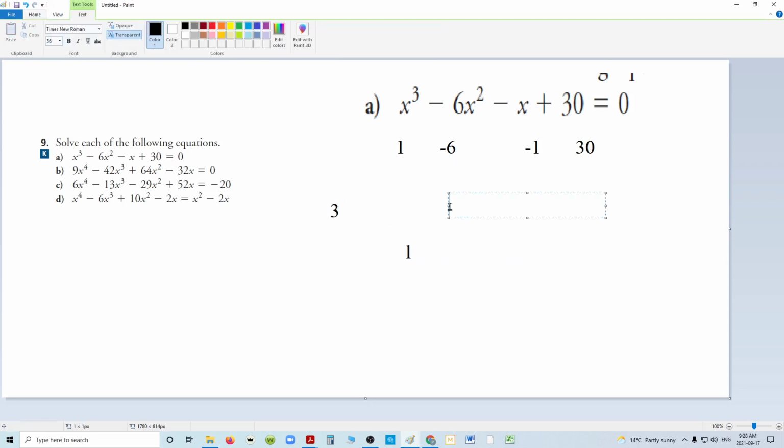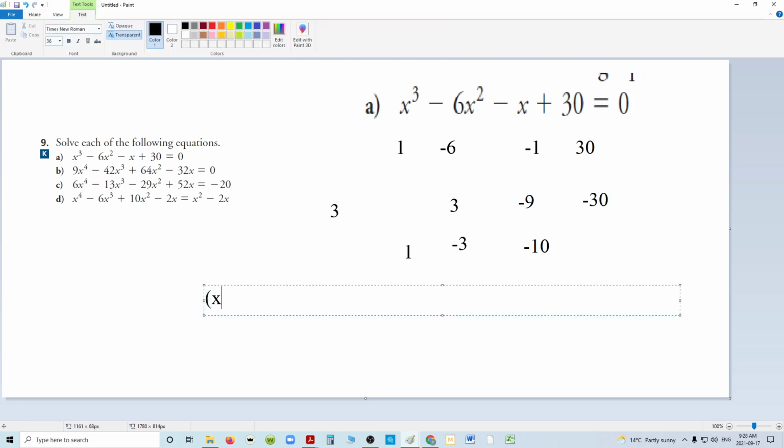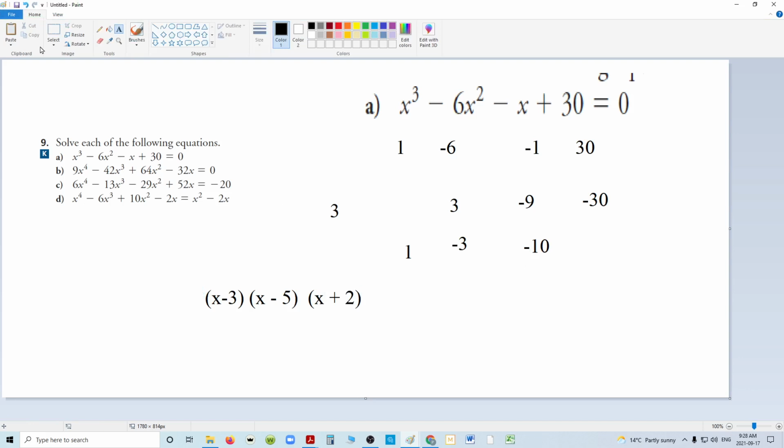I'm going to start right away with 3 just because of a hunch. So I'm dealing with 1, 3, minus 3, minus 9, minus 10, and sure enough, minus 30. So that means that's one of the roots, 3. So x minus 3 is one of the factors. And I can see right away when I'm dealing with x squared minus 3x minus 10 that the factors are x minus 5 and x plus 2, which will produce a minus 10 and a minus 3x. And there you go. That first one was fairly quick and fairly fast.